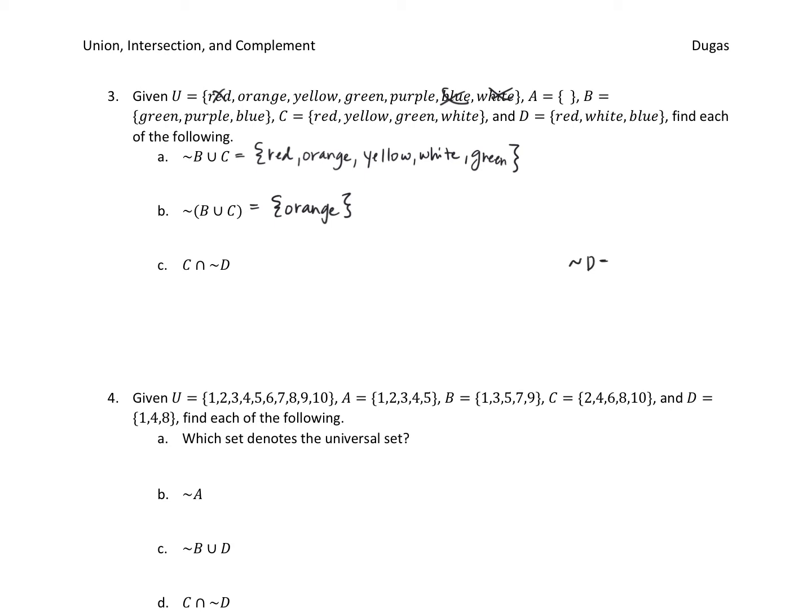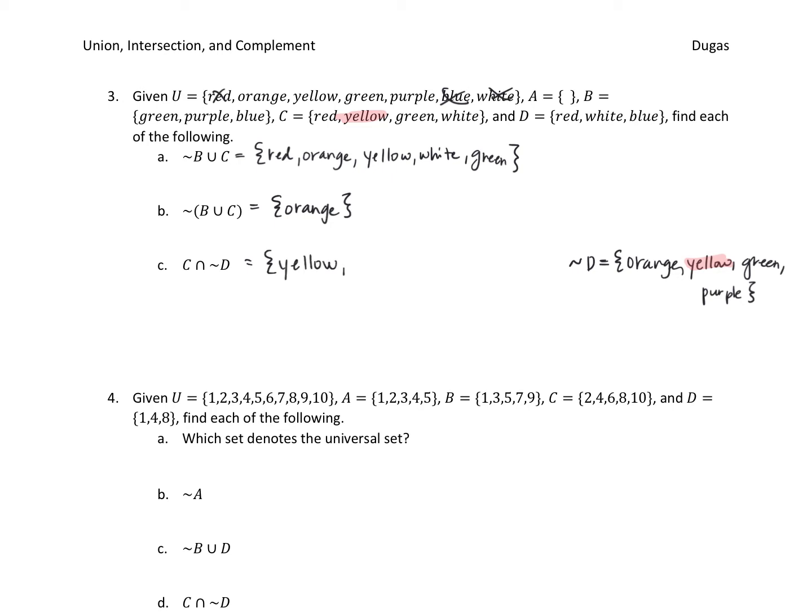So the complement of D includes the elements orange, yellow, green, and purple. Okay, so what's in common between C and this set, not D? So red is in C, but it's not in the complement of D. Yellow is in C, and yellow is in the complement of D. So that would be in common. So that would be an element that they have in common.